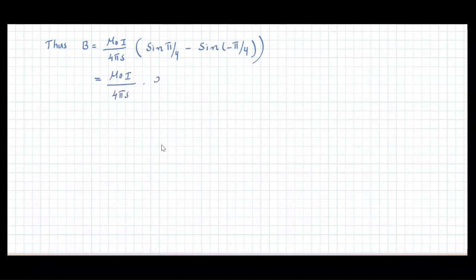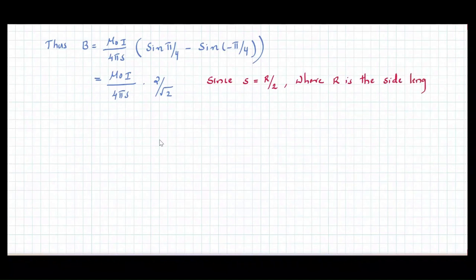Now sine minus theta is equal to minus sine theta. Therefore B becomes mu 0 I by 4 pi S into 1 by root 2 plus 1 by root 2, that is equal to mu 0 I by 4 pi S into 2 by root 2. Now from the triangle we can see that S is equal to R by 2, where R is the length of the side of the square loop.